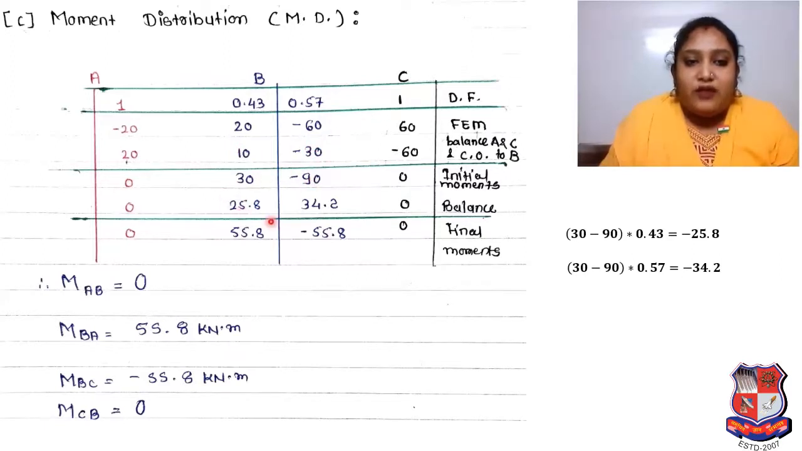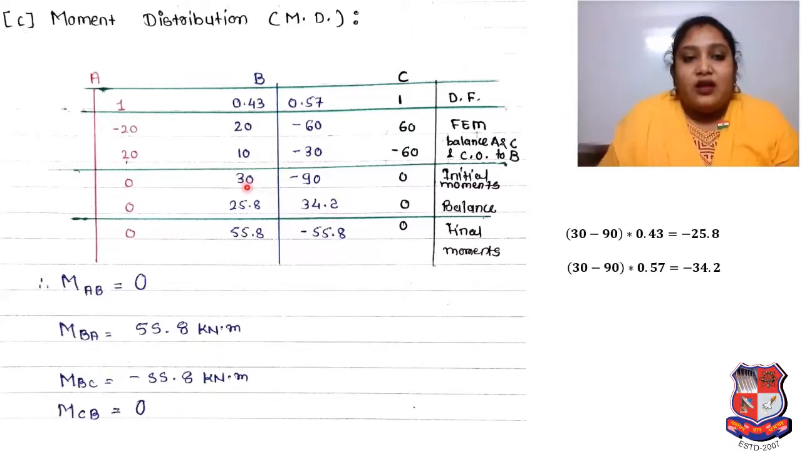Now we got 25.8 and 34.2. So how do we get them? There is a simple calculation I have shown over here. You have to do 30 minus 90, multiply by the distribution factor 0.43. So you will get minus 25.8. But to make it balanced, we write it over here as positive. Okay. Now again 30 minus 90, multiply by the distribution factor 0.57. So you will get minus 34.2. But here we mention positive 34.2 to make it balanced.